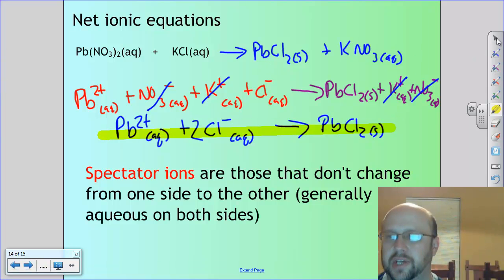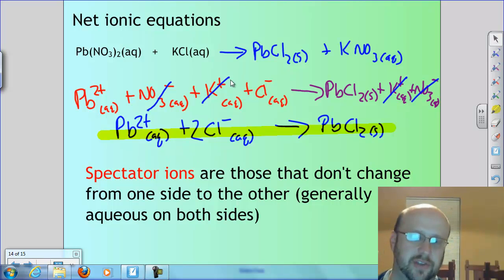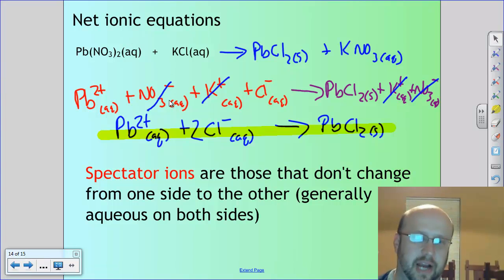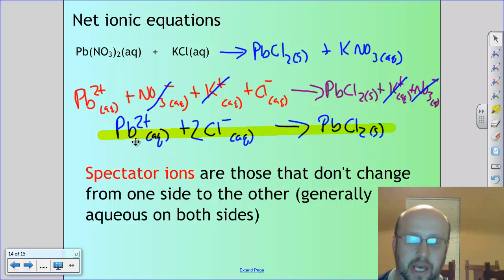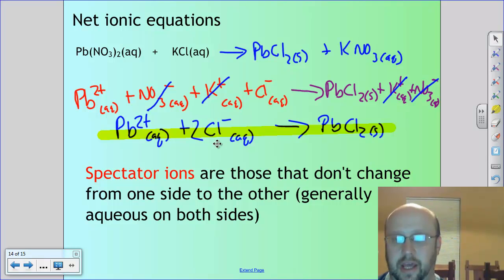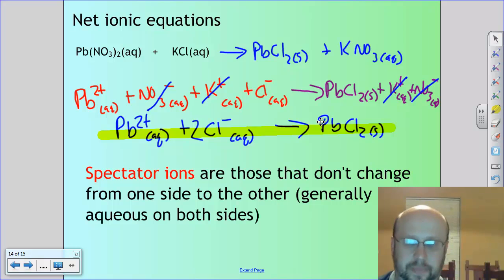It is our equation minus the spectators. We've canceled out the stuff that's the same. They're called spectators because they're kind of sitting around. They're not doing anything. It's aqueous on this side, it's aqueous on this side. It's dissolved in water, dissolved in water. Nothing has happened to it. It's the same thing on either side. What has happened is that we've gone from aqueous lead and aqueous chloride into a solid precipitate. So that's the difference.